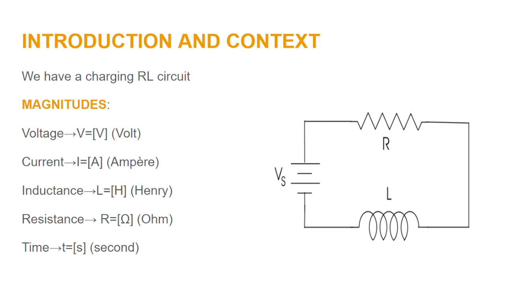Let us first recall the magnitudes we will be referring to. The voltage will be represented with a V and the unit will be the volt. The current with an I, with ampere as the unit. The inductance with an L, and as a unit we have the Henry. The resistance with an R and ohms as the unit, and time, which will be measured in seconds and represented by the letter t.